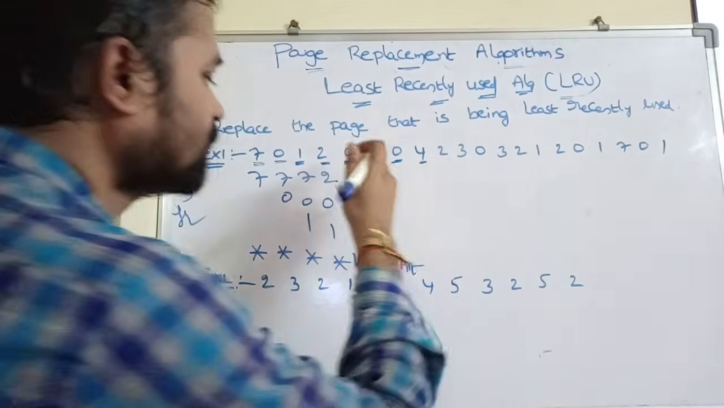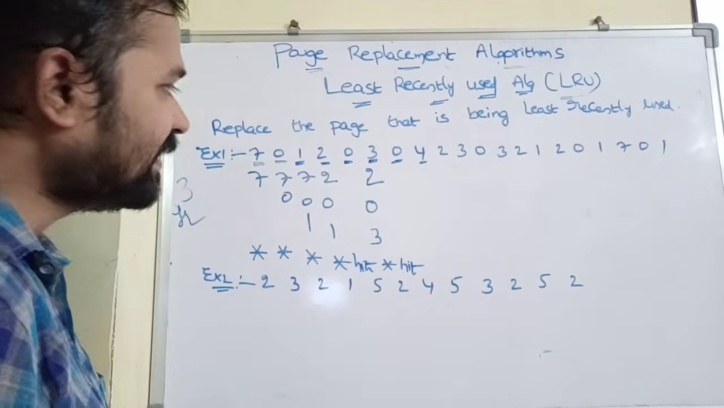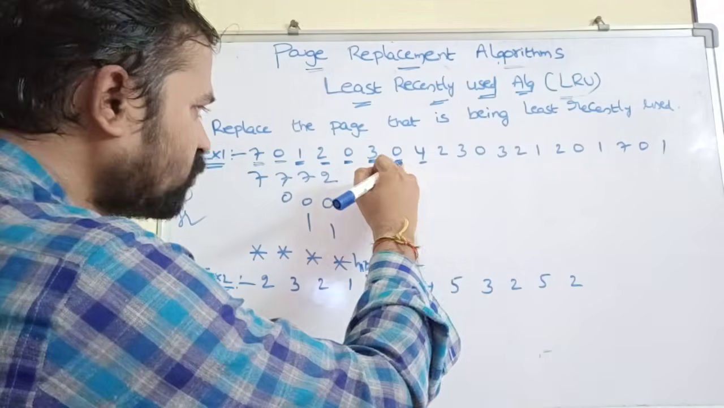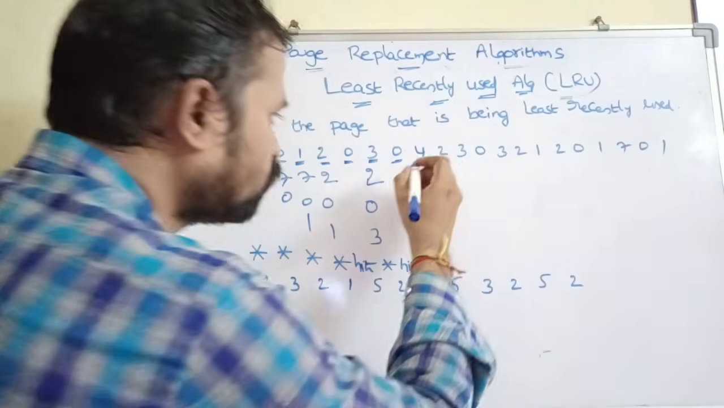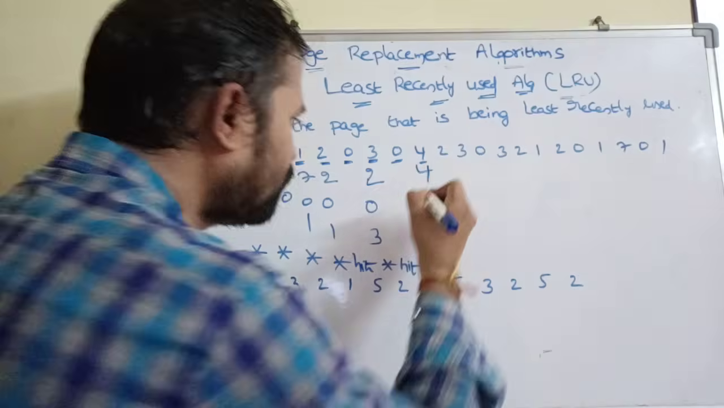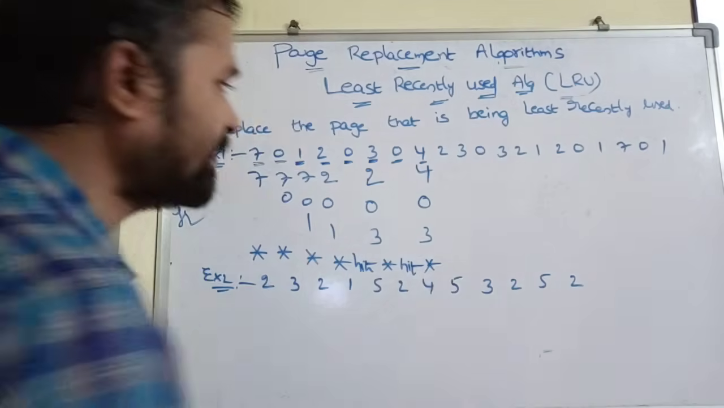Next 4, not present in the main memory. So out of 2, 0, 3, which is the least recently used page? So 0 is most recently used, whereas 2 is least recently used. So 2 should be replaced here. So in place of 2 we will get 4. Next remaining pages as it is. So here we have a page fault.